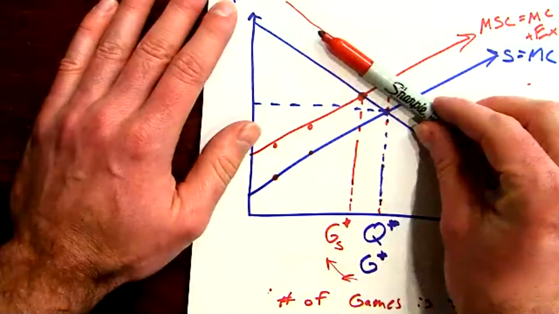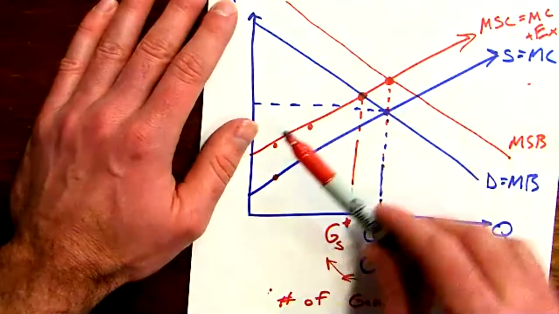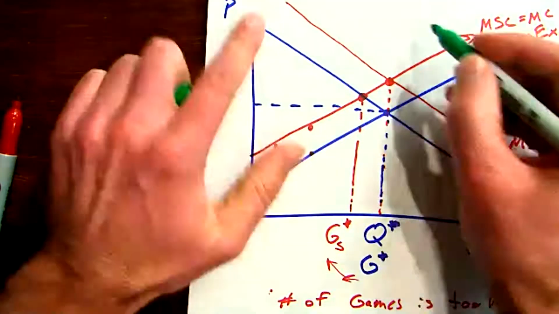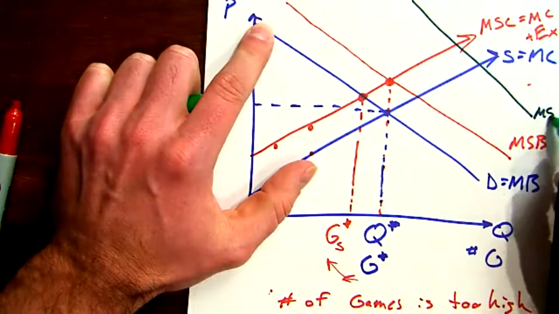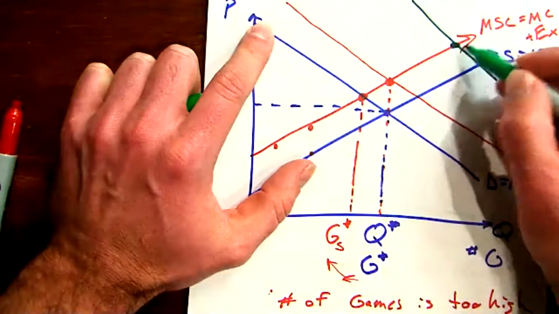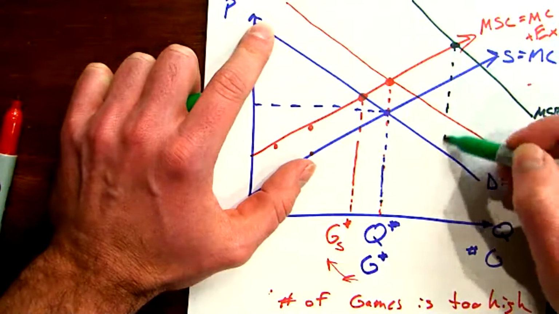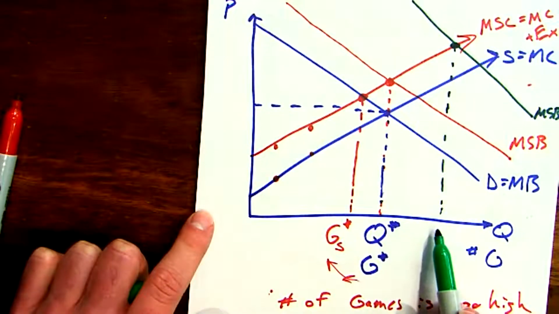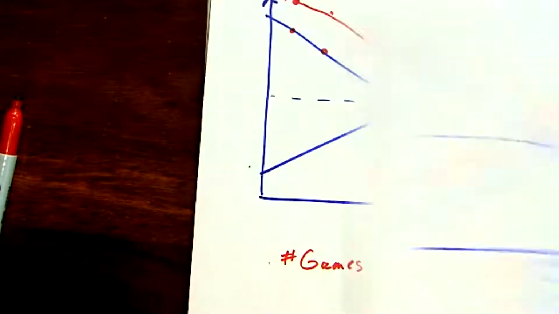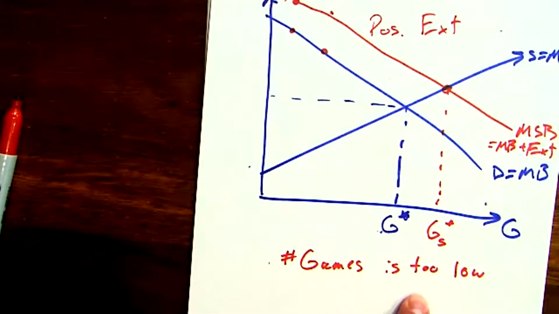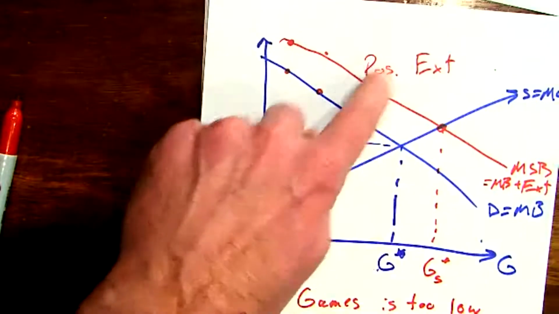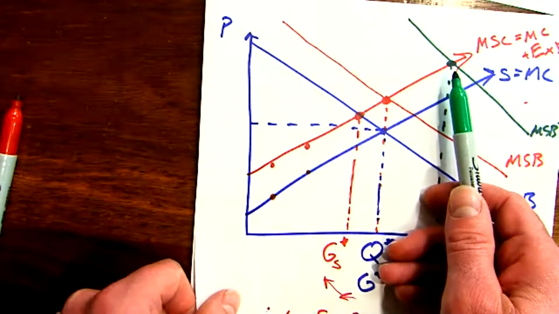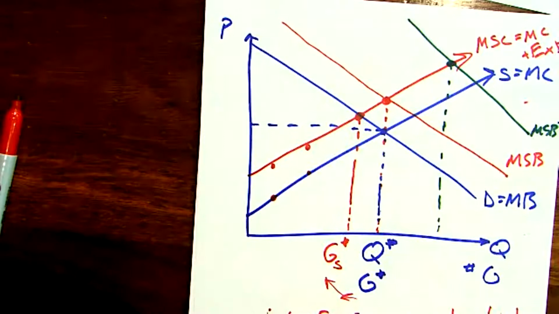But if that shift in my marginal social benefit curve, that positive externality, is larger than the negative externality, then I'd be somewhere maybe out here. A much larger shift, and now the equilibrium would be somewhere out here. Now we can see the number of games being played is much too low. So the effect that won out was the positive externality, if we draw that as a much larger positive externality than the negative externality.